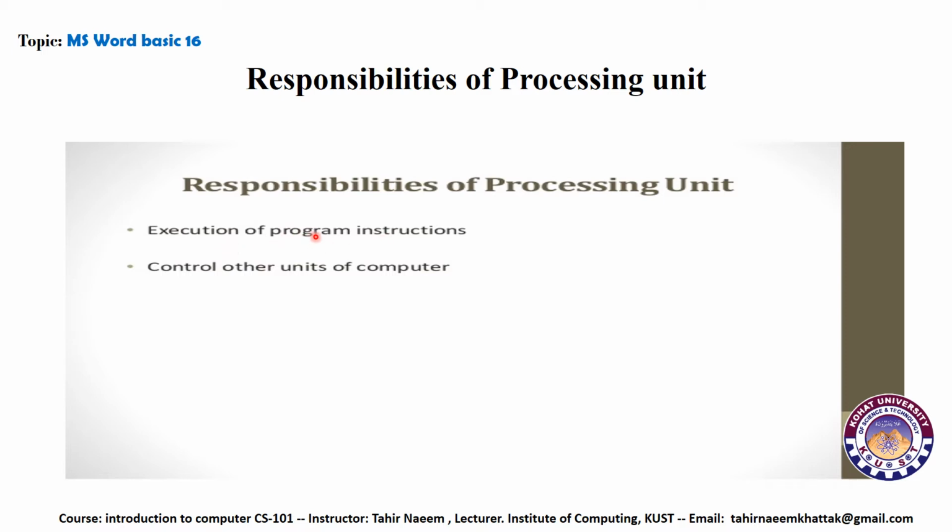So the basic responsibility of the processing unit is that it executes program instructions. Whatever instructions or code are given to the computer, whatever task is given to the computer, it executes these instructions. It controls other units of the computer. The other responsibility of a processing unit is that it also controls the other units, so that all the processing is done in a coordinated manner.